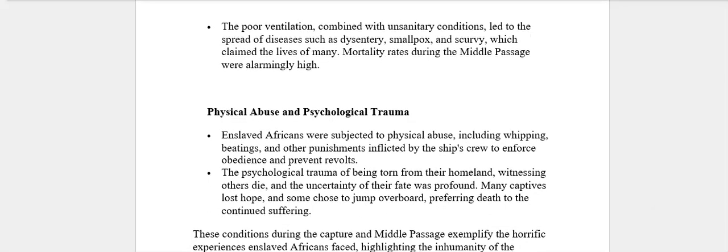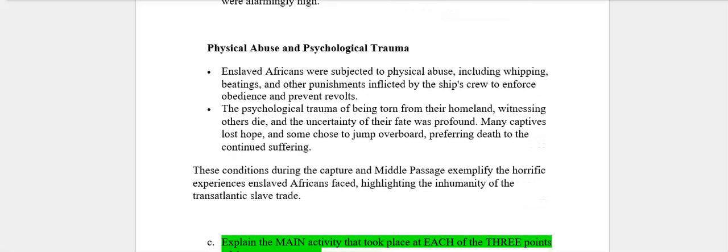Another horror that the Africans would have encountered is the physical abuse and psychological trauma. Enslaved Africans were subjected to physical abuse. They were whipped and beaten. Other punishments were inflicted by the ship's crew to enforce obedience and prevent revolts. The psychological trauma of being torn from their homeland, witnessing others dying, and the uncertainty of their fate was very profound. So many captives lost hope. Some just chose to jump overboard. Some preferred death to the continuing suffering. And these conditions during the capture and Middle Passage exemplify the horrific experiences that the enslaved Africans faced.